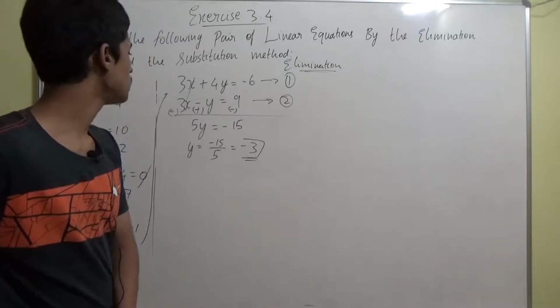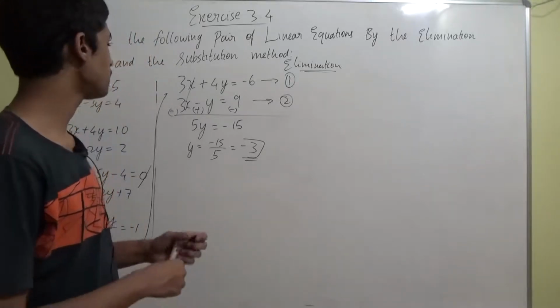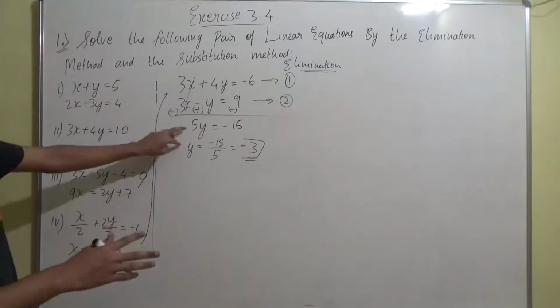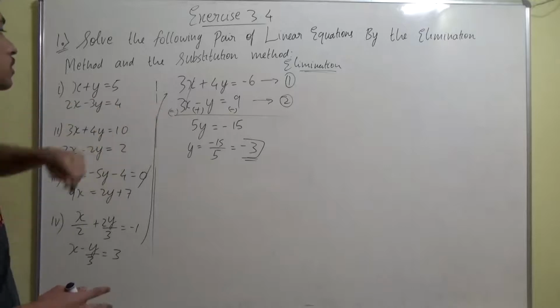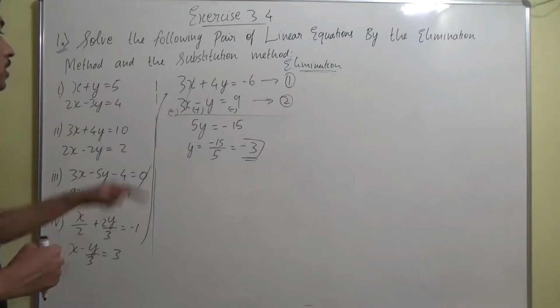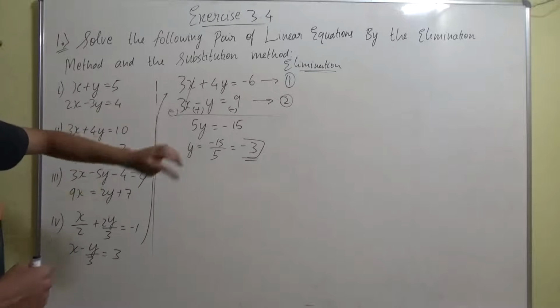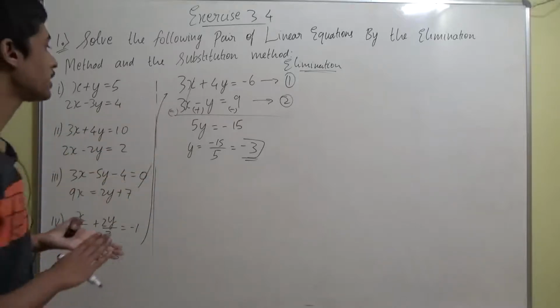Okay. So the value of y we got is minus 3. Done. See here, guys, just in two steps we got the value, because we didn't do the multiplication step of making the two terms equal, because they already gave us two terms equal. We just did the subtraction part. So y becomes equal to minus 3.